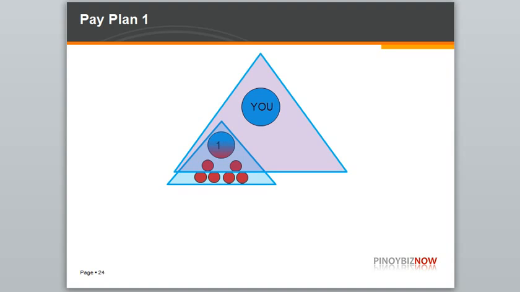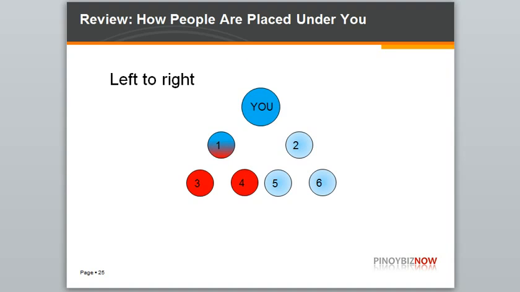Now what about you? You have a group of only 3 at the moment. They're under your referral number 1. That person has 2 people. Okay, so your missing slot, your empty slot at the moment is for slot number 2.